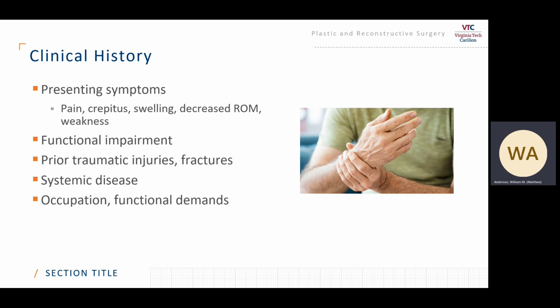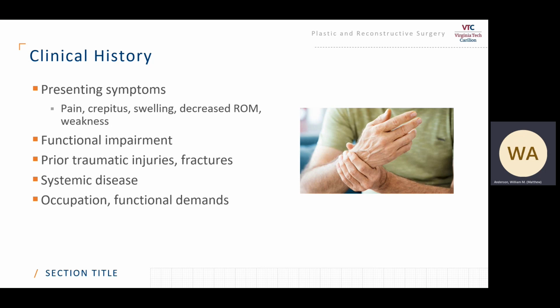So it's always important in a patient presenting with chronic wrist pain or established wrist arthritis to obtain a good clinical history, especially the symptoms that brought them in to see you in the first place. Typically, this will be pain, crepitus, swelling, decreased range of motion, weakness, decreased grip strength. It's important to identify the exact functional impairment that is a result of their pain. This is especially important because it can key the surgeon in on when to intervene surgically.